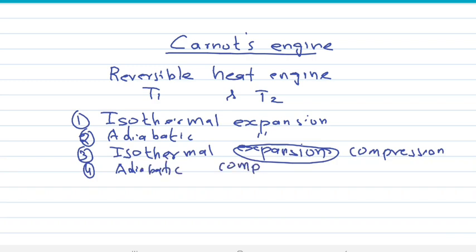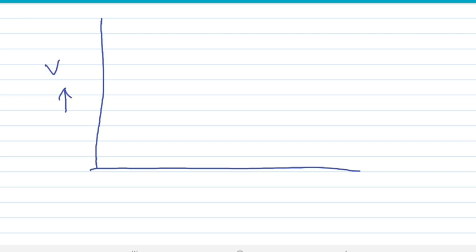So these are the four processes, four stages, and it is a cyclic process. Wherever the gas starts, whatever the pressure, volume and temperature, at the same state the gas ends. If you draw a graph between pressure and volume, pressure on the y-axis and volume on the x-axis, let me take capital A as the initial state. At this state A, P1 is the pressure, V1 is the volume, T1 is the temperature.